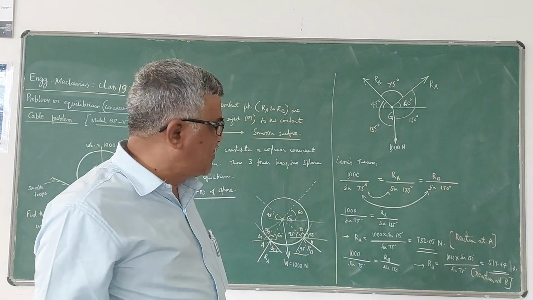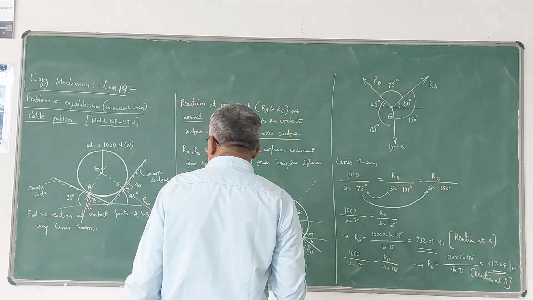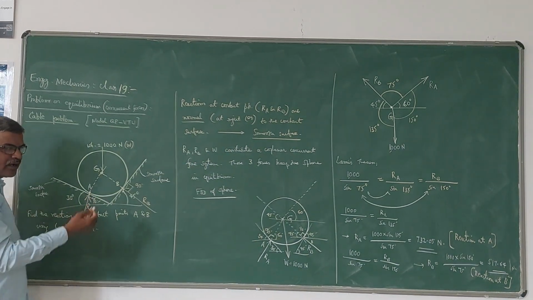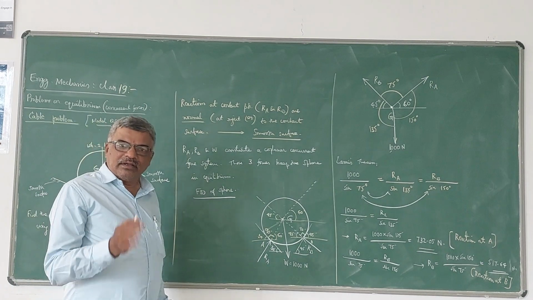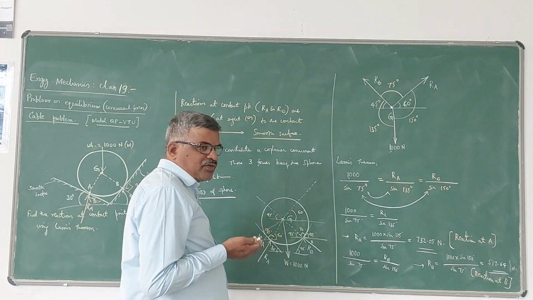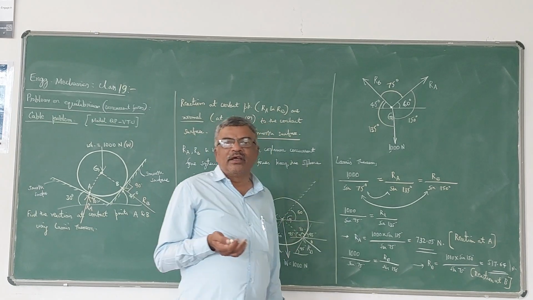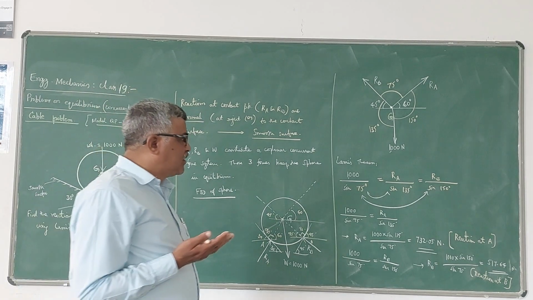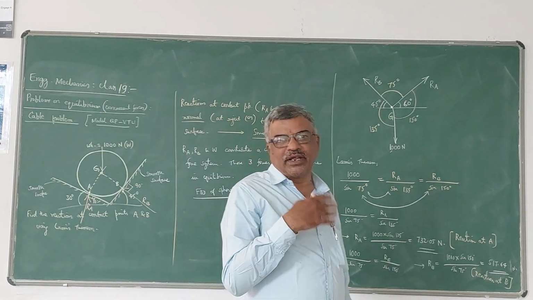That is the meaning. So if you assume RA in this direction, let us say in this direction, then you are going to get RA negative. That means your analysis is okay, but the direction of the reaction force is different. So always remember that when you get a negative force value or reaction value, its direction is in the opposite direction. That is the meaning.